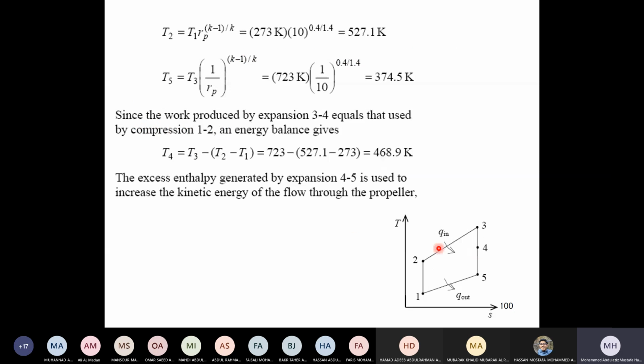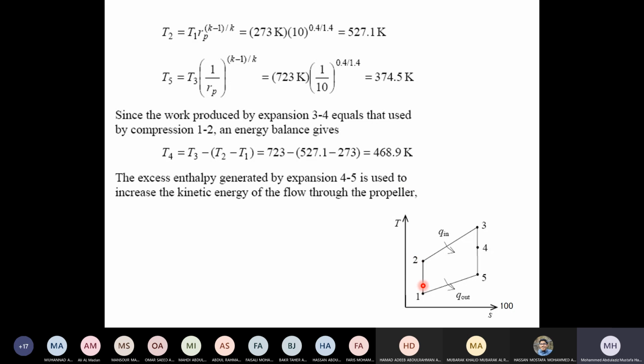So now what we do here, I want to go from 1 to 2. Now we are not considering the diffuser here. So now we have the compressor, similar to the stationary gas turbine. So we say T2 over T1. Now I'm assuming here that Cp is constant. So T2 over T1 will be equal to Rp to the power (k minus 1) over k, and this will give us the temperature at state 2.